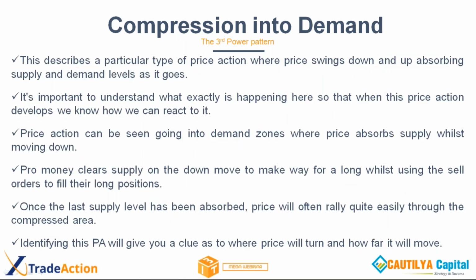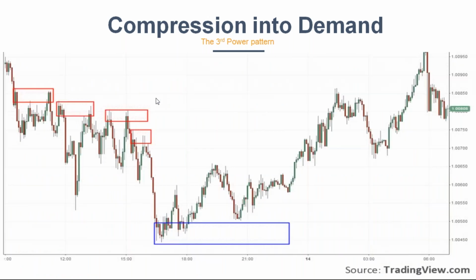Now, compression into the demand. It's exactly opposite to what it was doing in case of compression into the supply. So what is happening? See, there is a zone here. Rally base base base, rally base rally, drop base drop. This is a zone. Rally base drop. This is a zone. Rally base drop. This is a zone. Rally base drop. This is a zone.